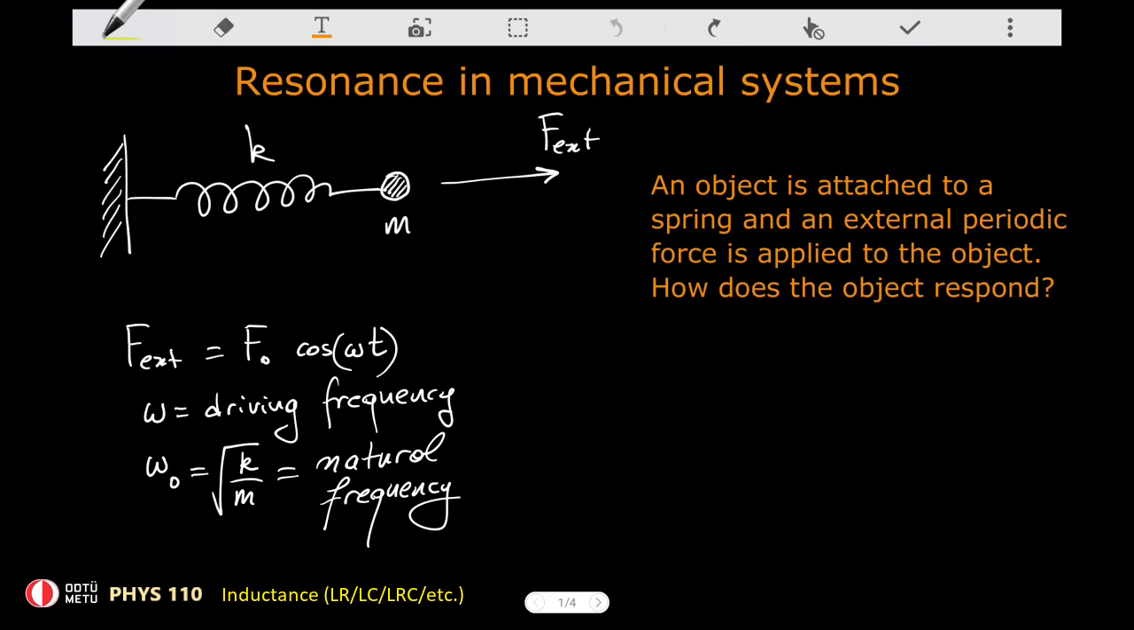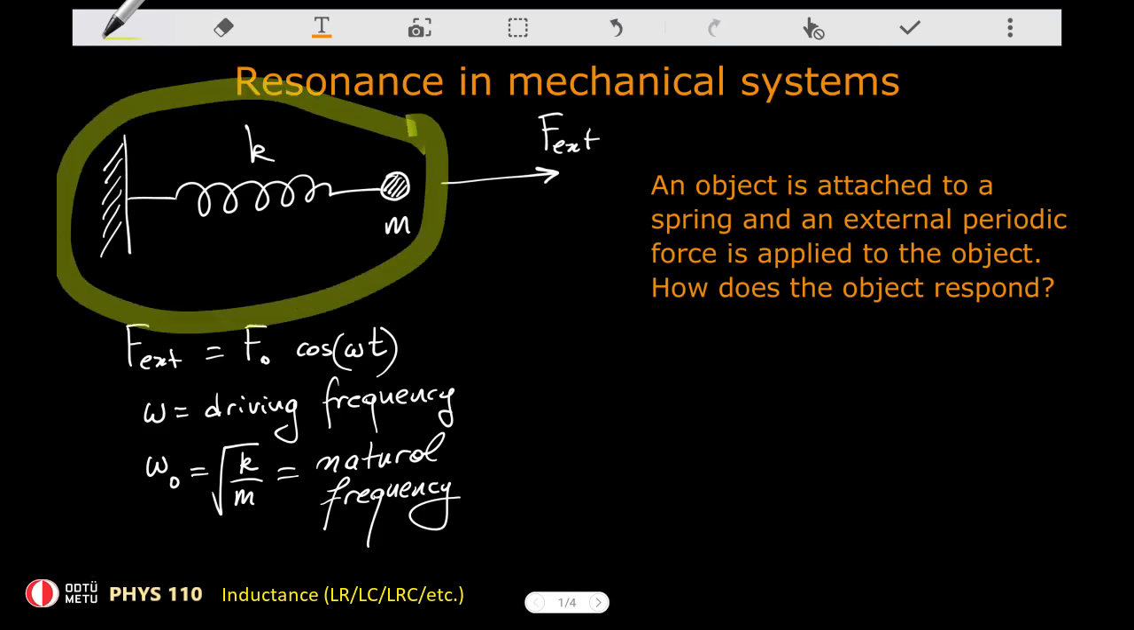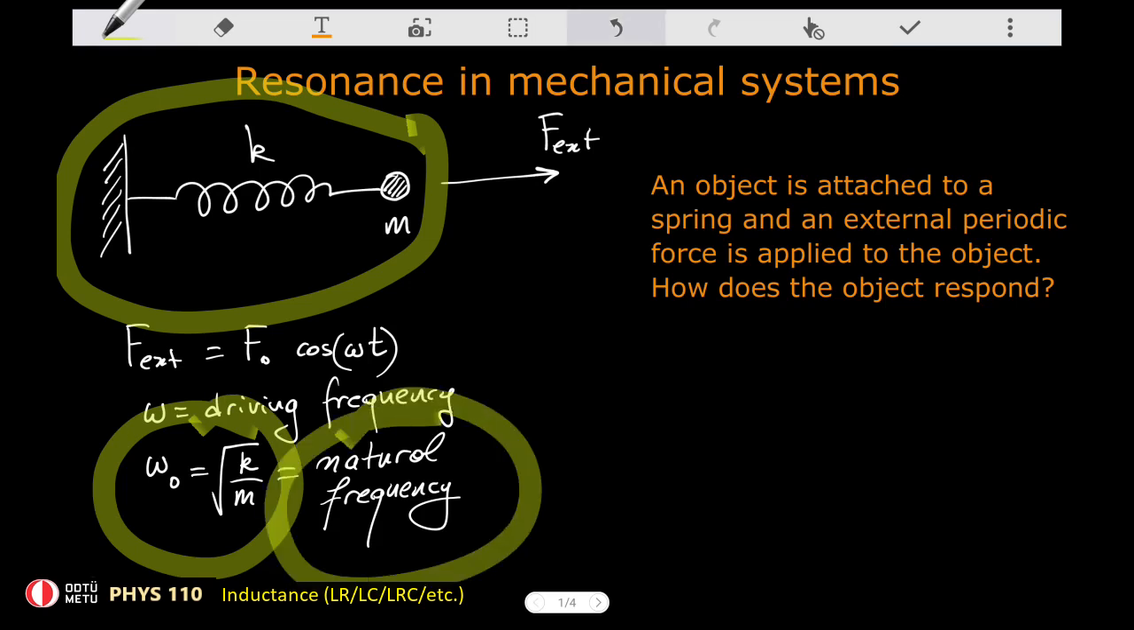Resonance in AC circuits is just an electrical analog of the resonance in mechanical systems. Since we haven't covered this topic in the last semester, it's a good idea to give an overview of this phenomenon. So what we have here is essentially an oscillator. This is a mass attached to a spring, but we know that it's going to oscillate with some certain frequency. Whatever it is, it's not that important. So that's called the natural frequency of oscillation.